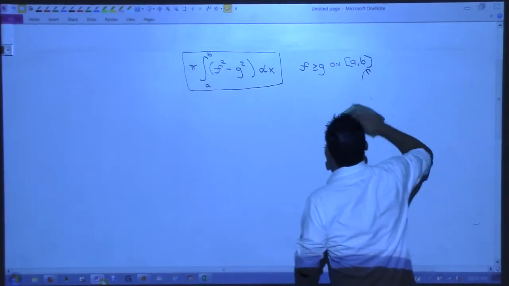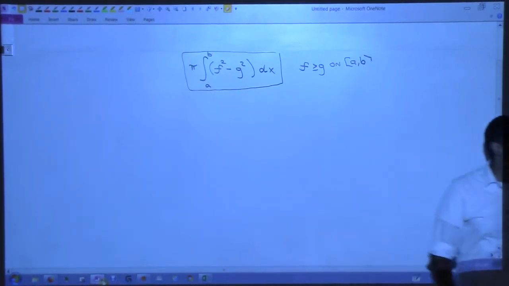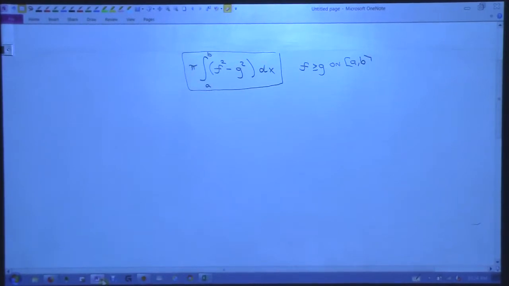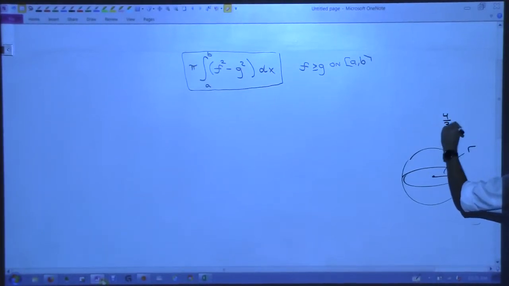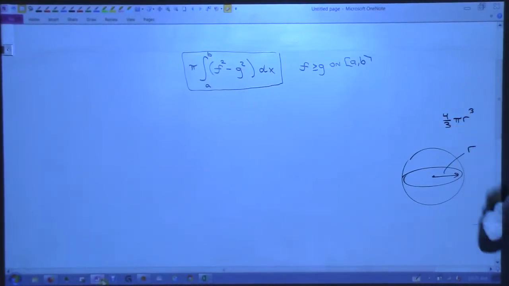Okay, does anybody know what the volume of a sphere is? If somebody gives you a sphere that's three-dimensional, with a radius, right? It's what? 4/3 pi r cubed. Where did you get that from? From memory, right? Someone gave you that formula. It's from the formula sheet, right?